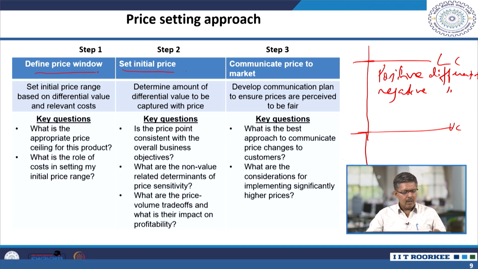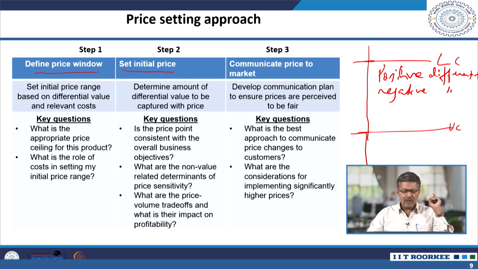Okay. Now, what is the key question here? What is the appropriate price ceiling for this product? What is the role of the cost in setting my price range? These are the two questions you have to ask while defining the price window. Then, setting the initial price determines the amount of differential value to be captured.